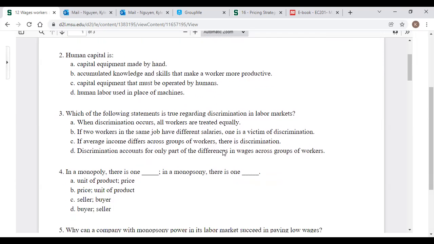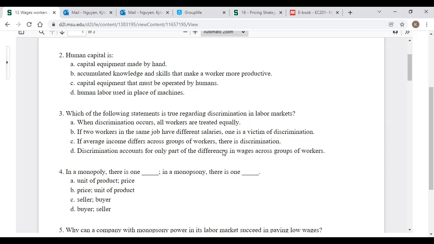Okay. Which of the following statements is true regarding discrimination in labor markets? A, when discrimination occurs, all workers are treated equally. Obviously, this is the throwaway answer, but let's explain this a little bit more. When discrimination occurs, the end product is that workers are not treated equally. Discrimination is basically a preference for one group or one thing over another thing. It's not prejudice as most people would say it is. Prejudice is sometimes how discrimination manifests itself, but it's not always the case. So yeah, A is not correct because it's actually the opposite. Workers would be treated unequally.